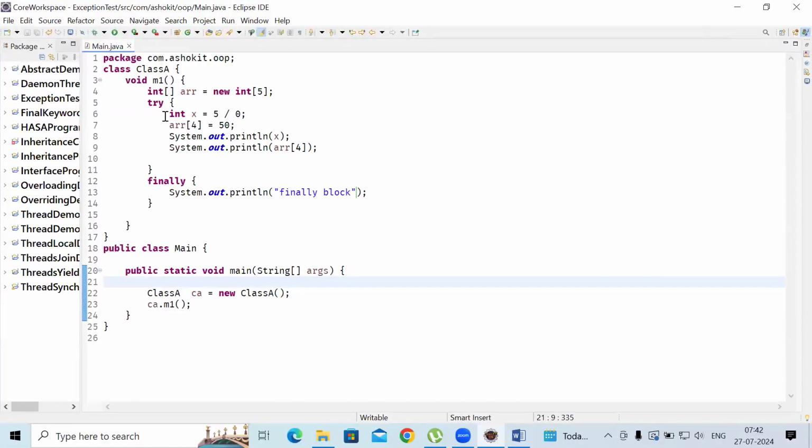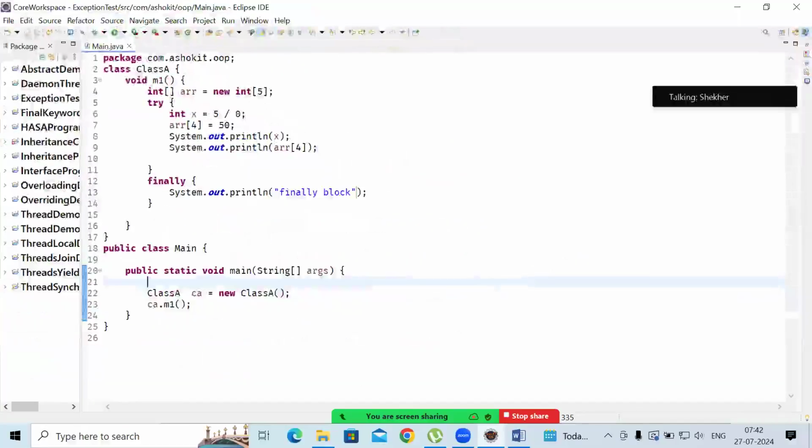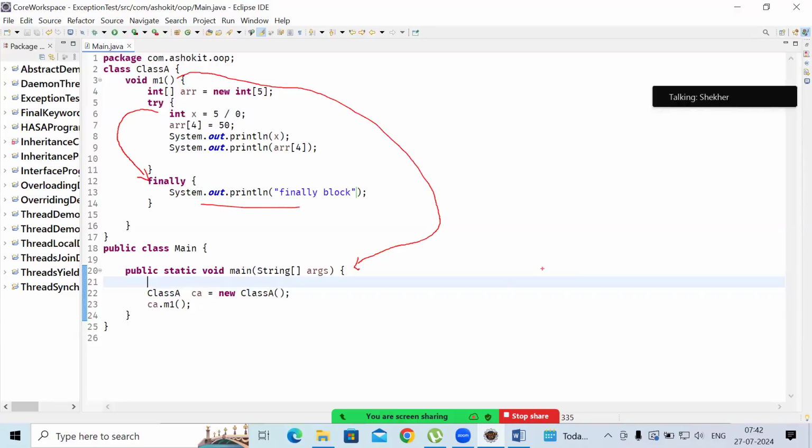What is happening here? First, the exception occurred at line number 6. When an exception occurs, where does control go generally, guys? Actually, the control goes to the catch block, but there is no catch block now. That's why it is directly going to the finally block. It will execute the finally block first. Then this exception will be thrown to the caller. Who is the caller? Main method. For M1, the caller is the main method.